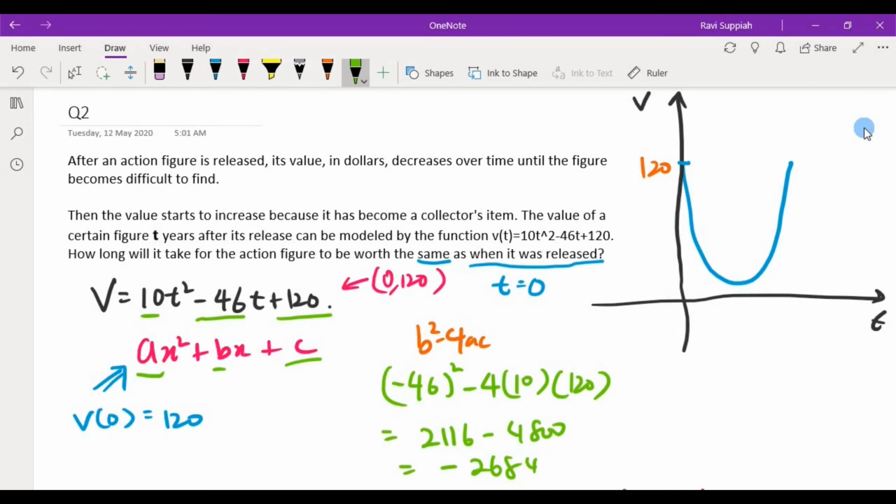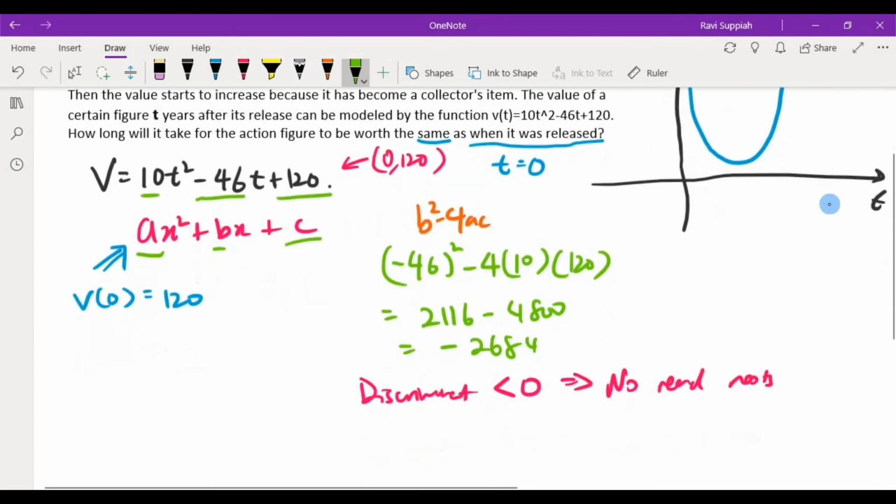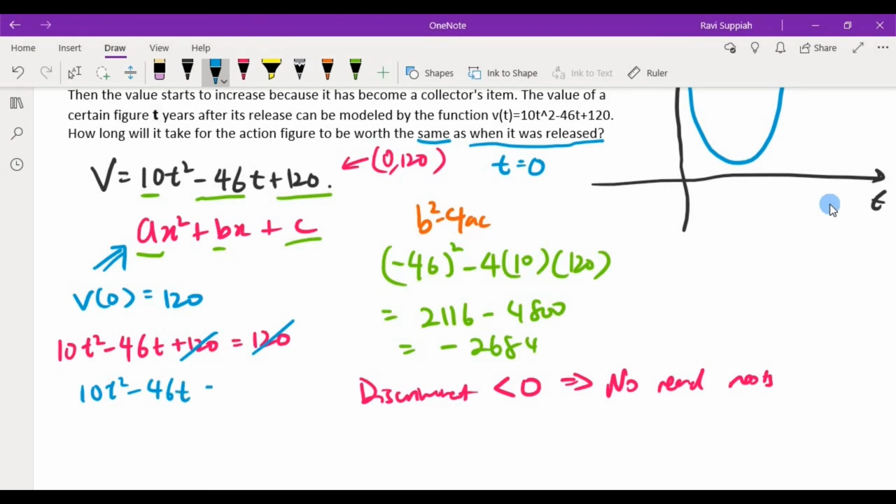Now I want to know when it comes back to $120. That is the question. So all I need to do is take this equation, 10t squared minus 46t plus 120, and let it be equal to 120, because I want to know when is the next time that this equation is also equal to 120. Since I have 120 on both sides, I can cancel them. So 10t squared minus 46t is equal to 0.